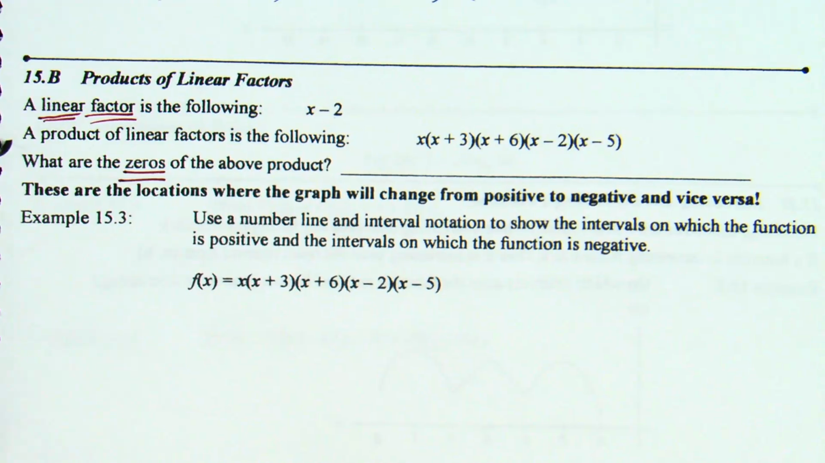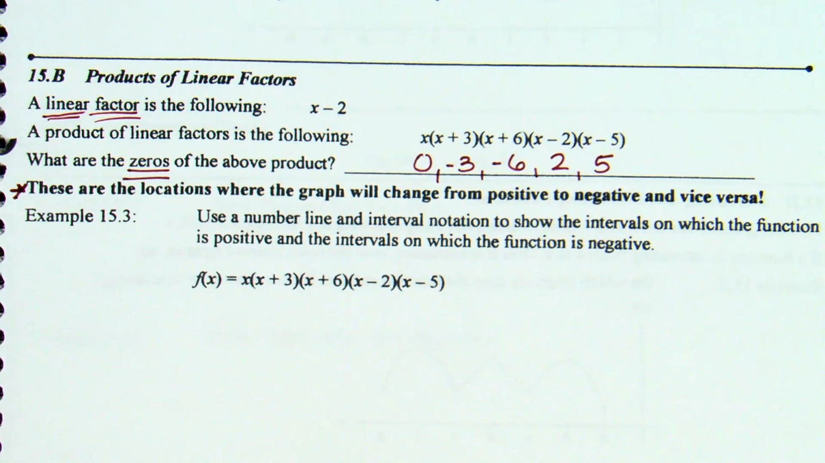Okay, so we're good there. Now, the important part of talking about that is these are the locations where the graph will change signs. It will change from either positive to negative or negative to positive. Because if we look at the one that we did up above, at negative 4, before negative 4 my graph was negative, after negative 4 my graph was positive. So these are the places that my sign will change.